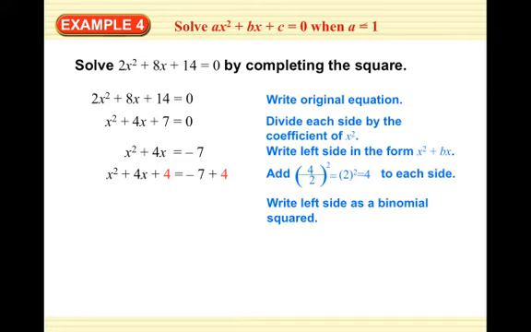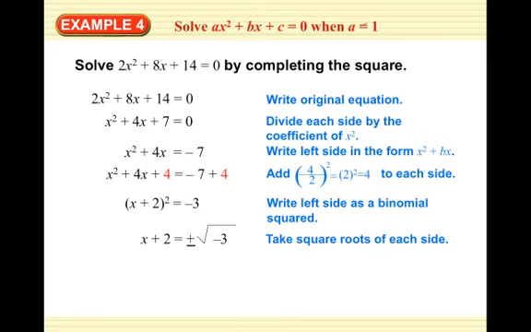We want to write the left side as a binomial squared, so it's going to be x, and then since this is positive 2, inside the parentheses we're going to have x plus 2, the whole thing squared, equals negative 7 plus 4, which is negative 3. We're ready to take the square root of both sides. And so we have x plus 2 equals plus or minus square root of negative 3, because we'll always do plus or minus on the plain number side. We're going to solve for x by subtracting 2. So we get x equals negative 2 plus or minus the square root of negative 3.